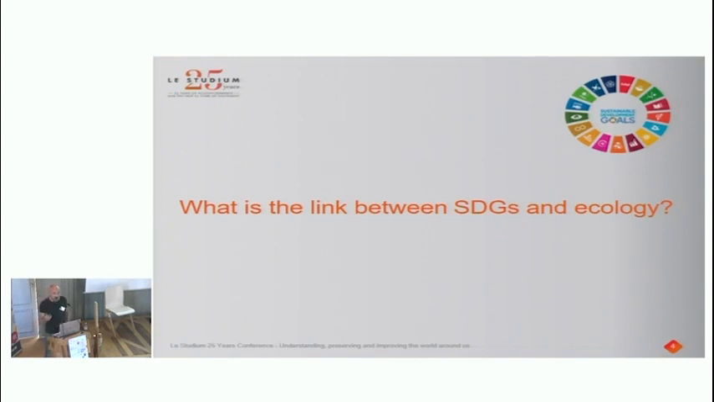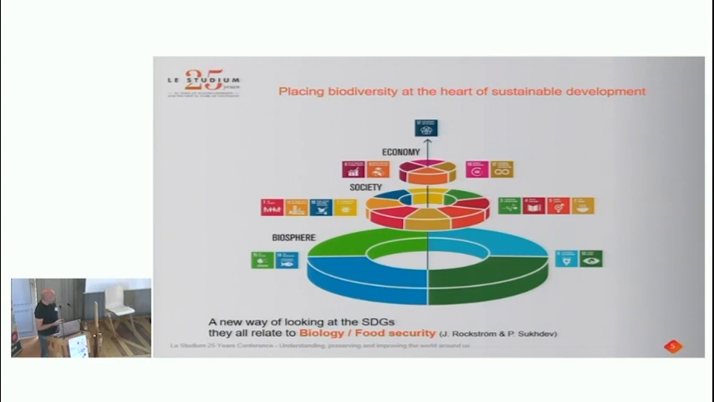One way to look at these SDGs is to look at them independently, boxed next to each other, but you can also look at them in this way, where all SDGs connected to the biosphere are at the bottom. Above them, you have all those connected to society, and above all, the economy. This is the completely opposite way of looking at things usually, because usually you think that if you improve the economy of the planet, then you will improve the society and it will benefit the planet.